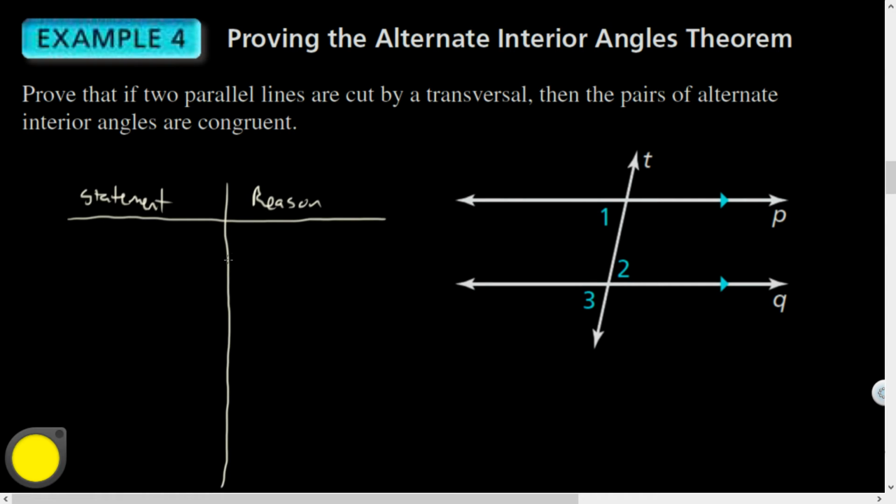So let's see, statement. Right, you could say statement P is parallel to Q is given, right? That's a good start. It's cut by a transversal. Let's see, based on this, now I'm proving alternate interior angles theorem. We're going to believe that CAT is already true. We're gonna believe that's already been proven. And so I'm gonna say that angle 1 and 3 are congruent.